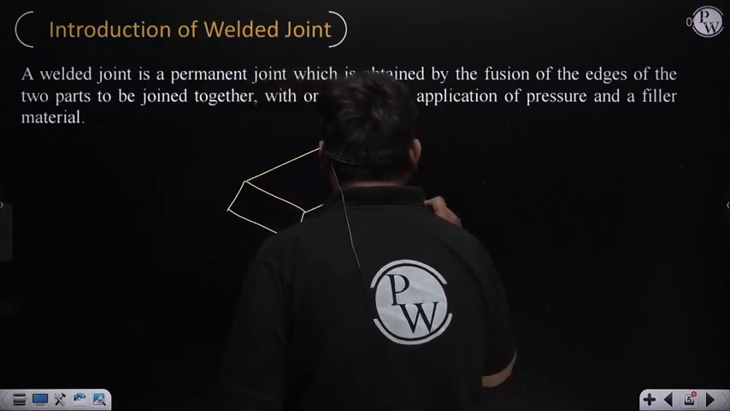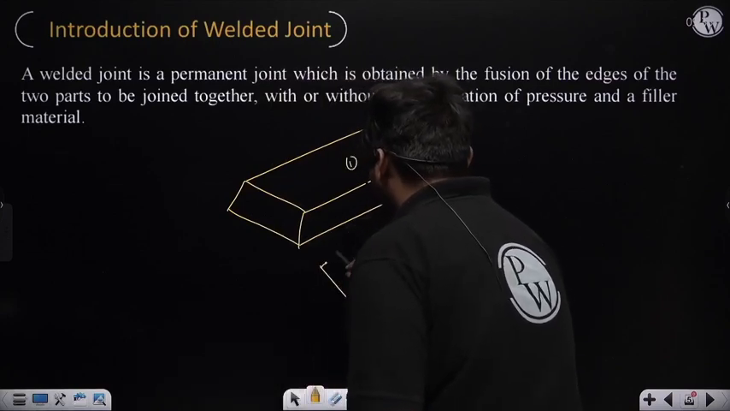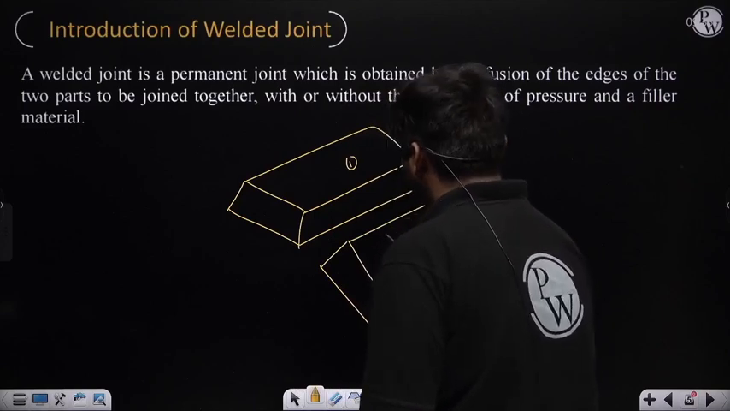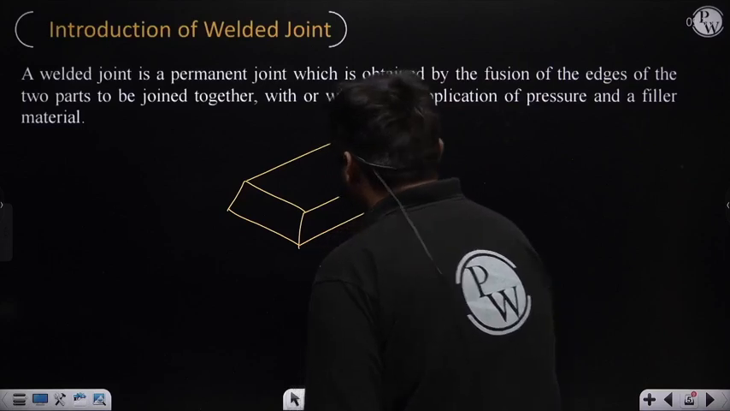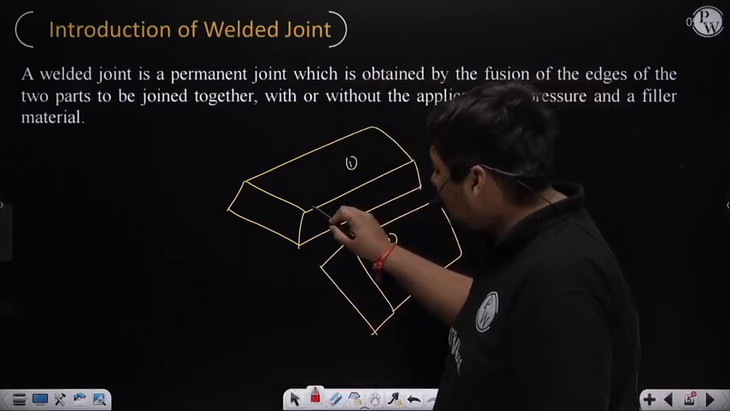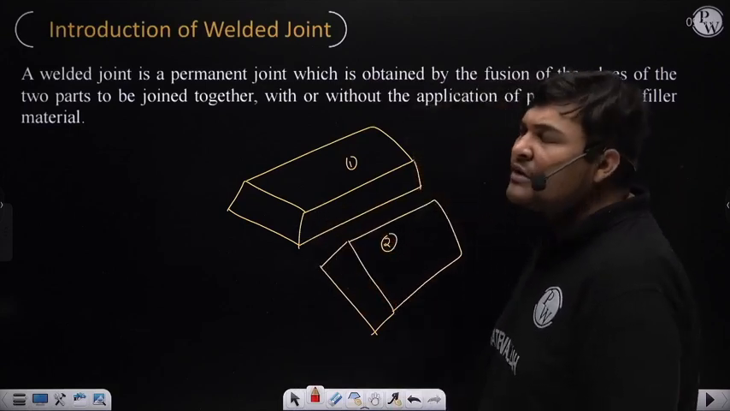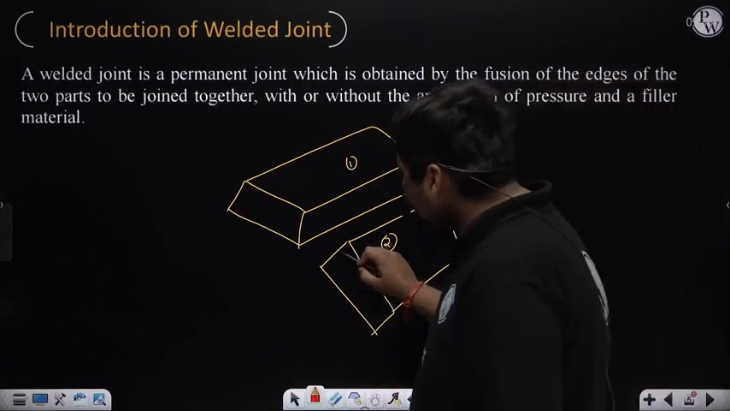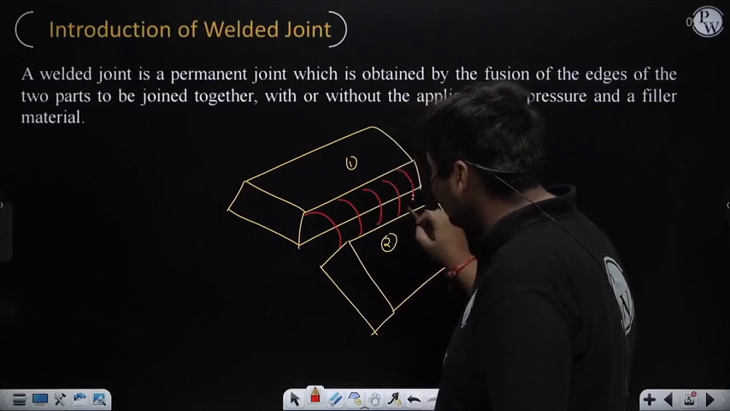Suppose this is plate 1, and this is plate 2, and we have to connect plate 1 and plate 2 by a welded joint. So what we will do is apply heat, and the fusion of the material of plates 1 and 2 will occur. Along with that, if you want to provide some extra filler material, you can also provide that. Due to this fused material, these two plates will get connected, and this is a permanent joint.